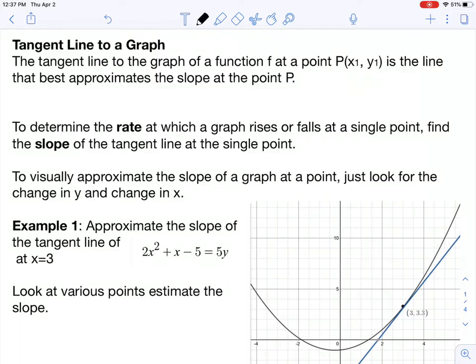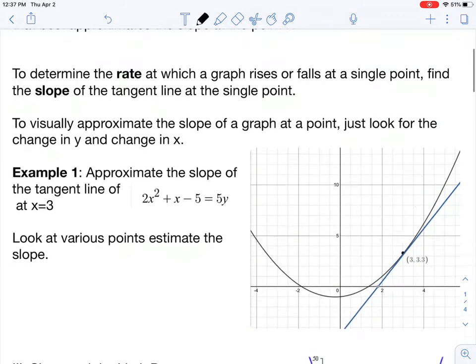Determining the rate at which a graph is rising or falling at a single point is the slope of the tangent line at that point. You can visually approximate the slope, just like you did in early algebra, just by looking at the change in y and the change in x.